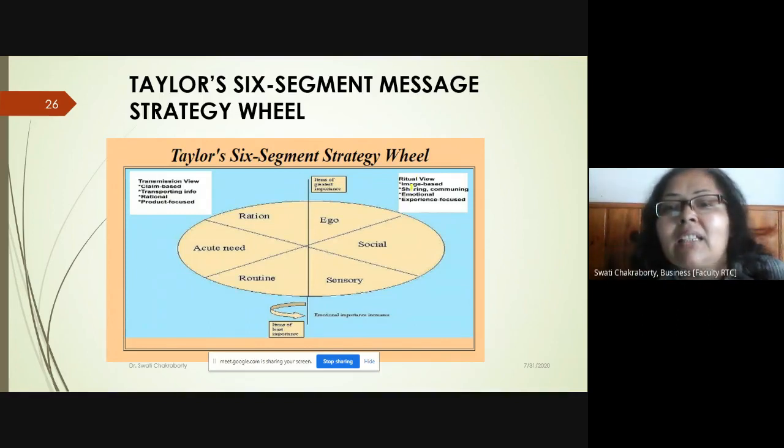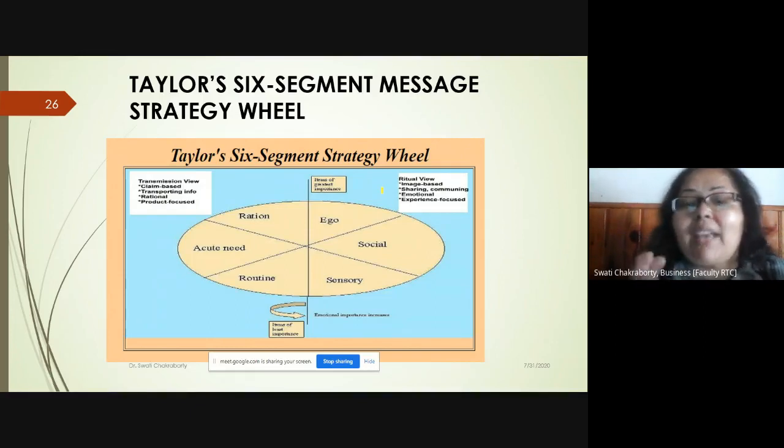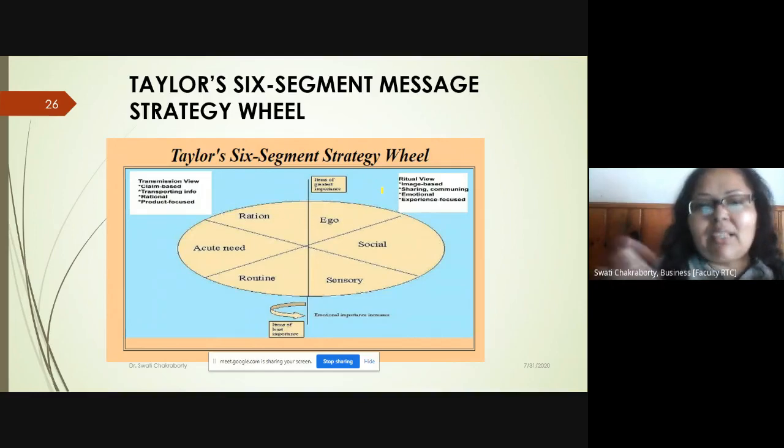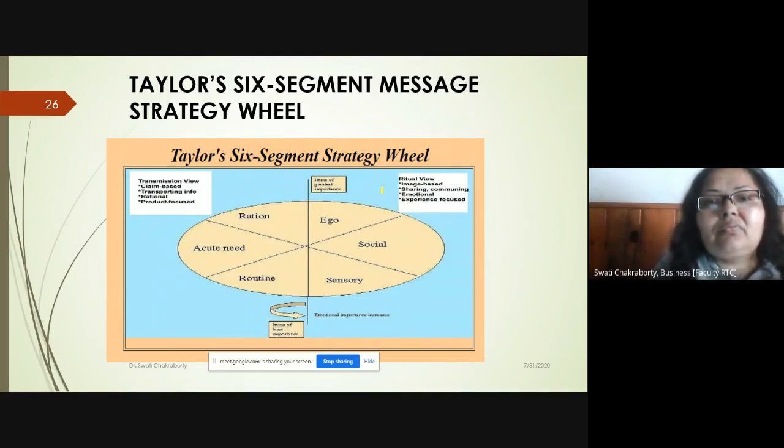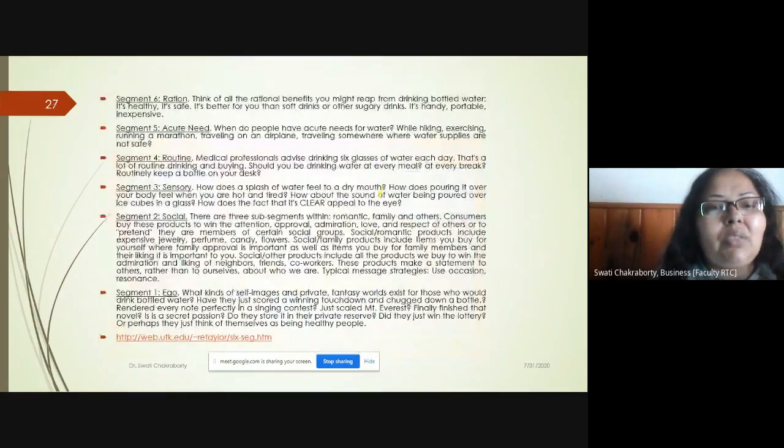And the ritual view, this is all part of transmission. These three are talking of the ritual view, that it should be image based. Based on the image, the consumers can actually see. There should be sharing, communicating with your consumers. Emotional, and it should be experience focused, that based on the experience, this is what we have. So let's look into all these things.